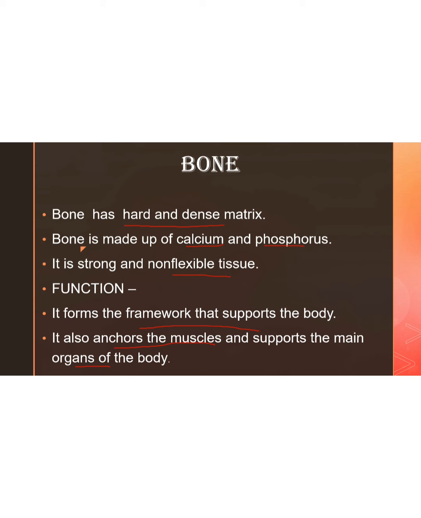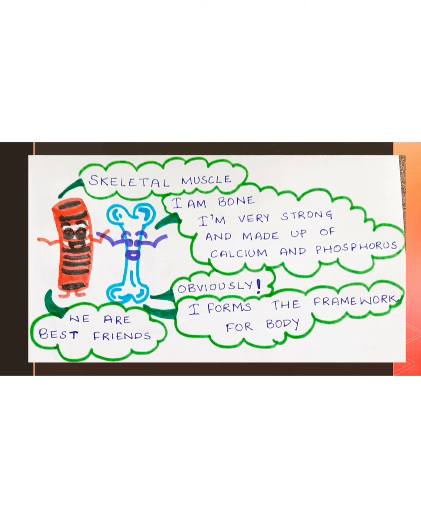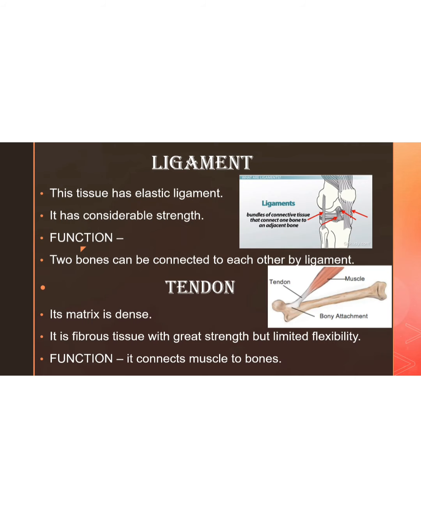Then you have the backbone, which is again made up of bone and protects your spinal cord. Okay, so next, you see here it's again a diagrammatic representation. So this is your bone, which is anchoring along with your skeletal muscle and performing all the functions. Okay, next we'll talk about ligament.